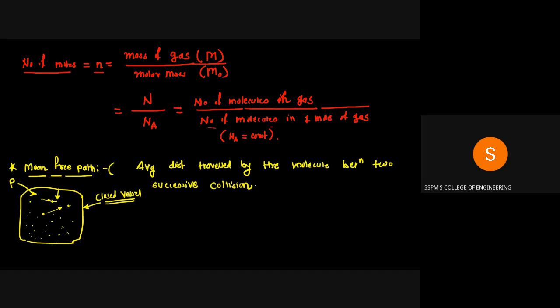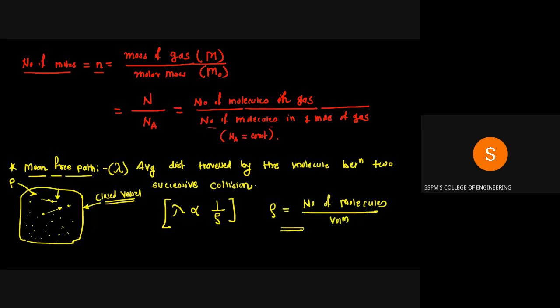So mean free path is represented as lambda. Lambda is inversely proportional to the density, where density is equal to the number of molecules per unit volume. Also, this lambda, the mean free path, is inversely proportional to the square of the diameter. Here, d is the diameter of the molecule.